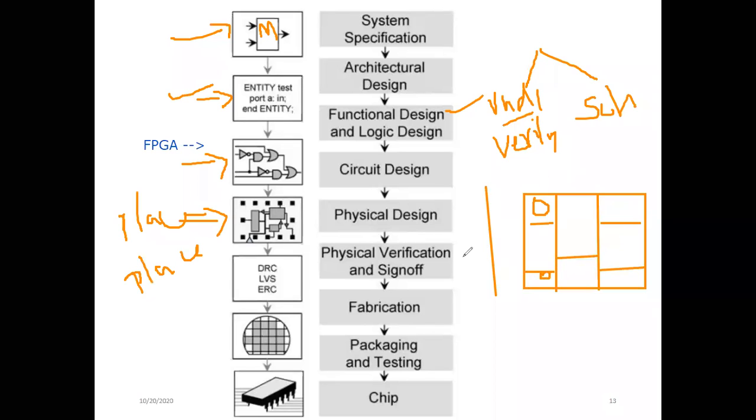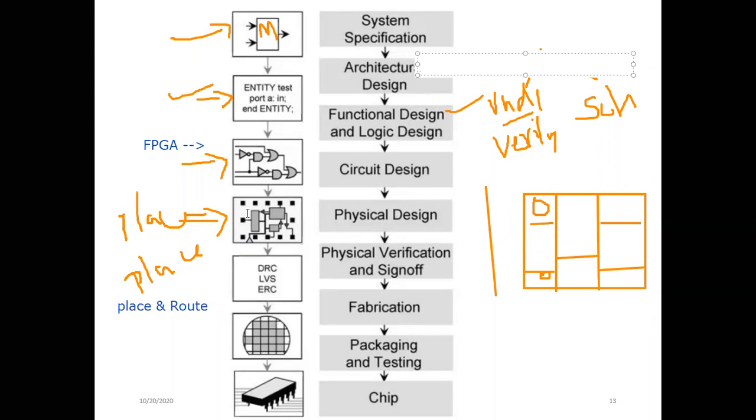Once it is placed, next, from one gate to another gate, the connection has to be done with wiring. That is called route. So that is what we call place and route. We need to perform the place and route.